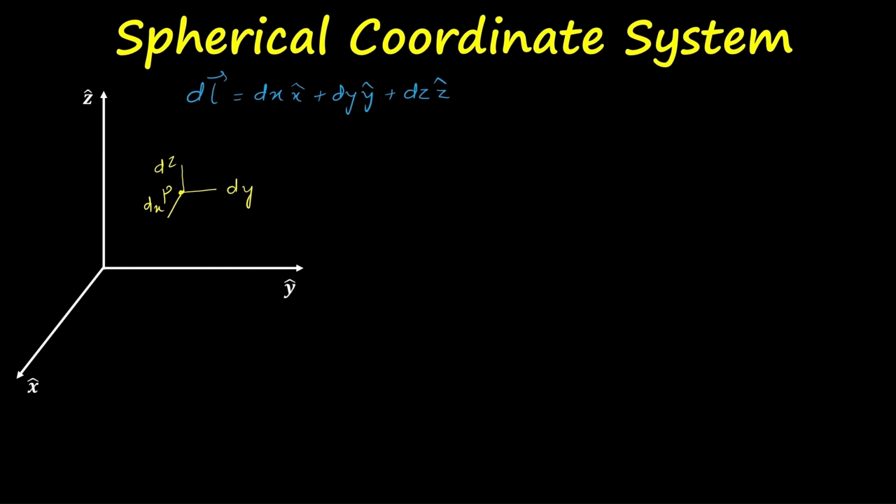Now I can form a cube like this. By the way, for demonstration purposes, I have drawn the figure big, but here we are considering it as a very small element. Now, if I want to find the volume of this, then d tau is equal to dx into dy into dz. Now, can we have a similar thing in spherical coordinates? Is it possible? The answer is yes.